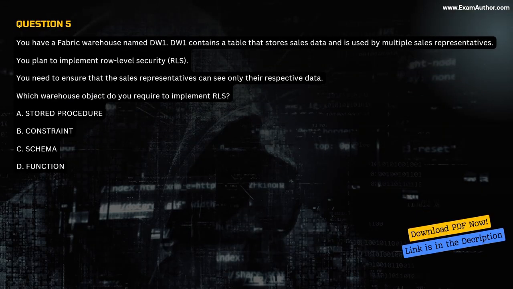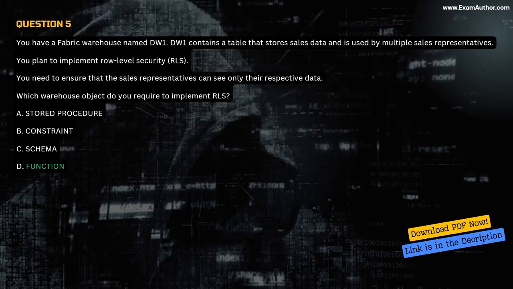Question 5. You have a Fabric warehouse named DW1. DW1 contains a table that stores sales data and is used by multiple sales representatives. You plan to implement row-level security (RLS). You need to ensure that the sales representatives can see only their respective data. Which warehouse object do you require to implement RLS? A. Stored procedure. B. Constraint. C. Schema. D. Function. Correct answer D. Function. Explanation.